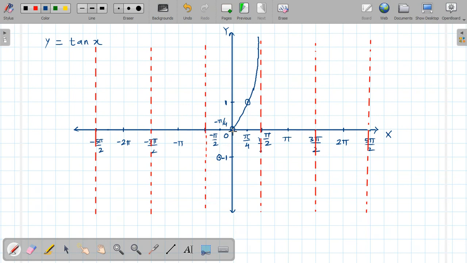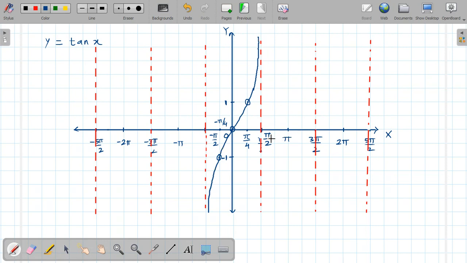But to draw the graph, how will you join all these points? First of all, here it is 0. Starting from 0, we will reach minus 1 for minus pi by 4, and we have to show it going to infinity like this. So it is decreasing in this direction. Okay, do not touch the dotted line. So for this interval from minus pi by 2 to pi by 2, we get this graph like this.